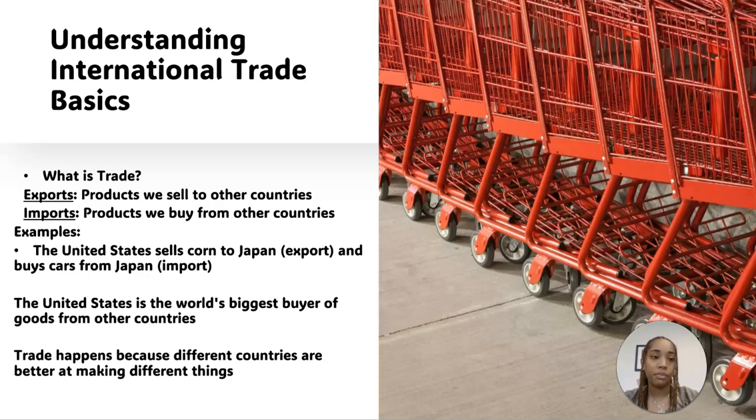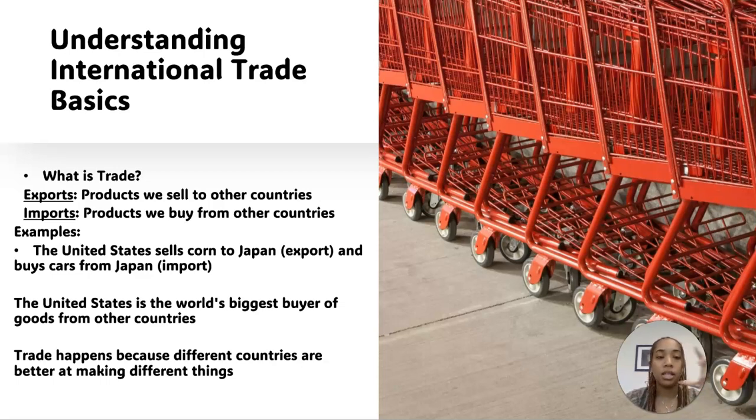So what is trade? Exports and imports is what makes up trade. Exports are products we sell to other countries, and imports are products we buy from other countries. An example is that the United States sells corn to Japan, which is an export, and we, in turn, buy cars from Japan, which would be an import. We're importing the cars from Japan.